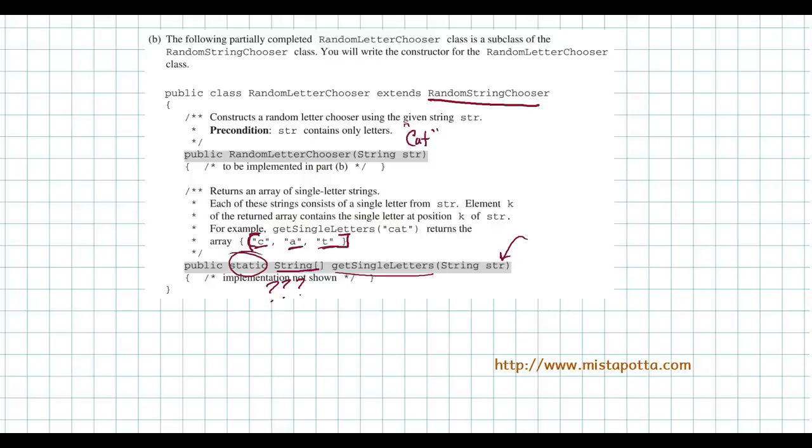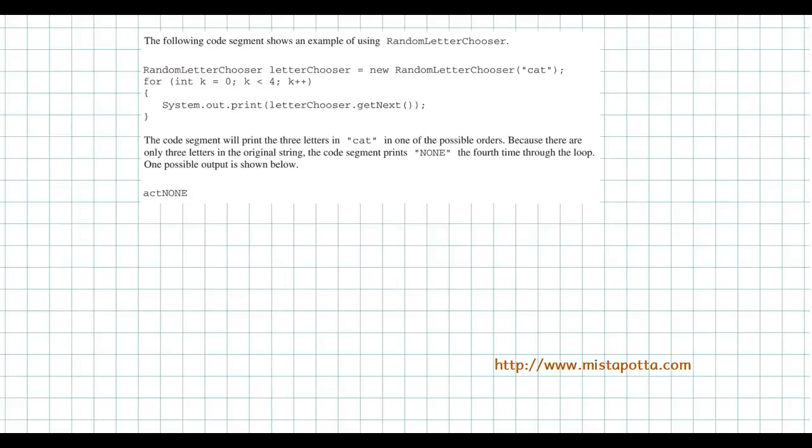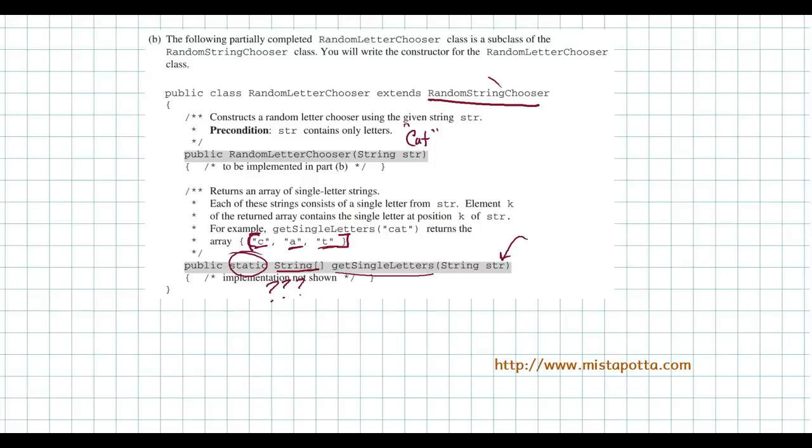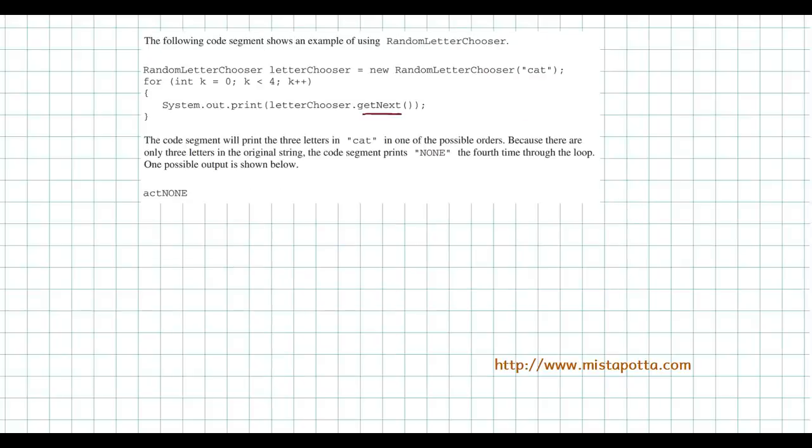So all we have to do is make sure that we write this constructor. So notice what happens is we create a letter chooser for cat, and it's going to get these elements out using the getNext that we wrote. Because this does extend random string chooser, it has access to getNext. And notice that once getNext gets rid of all of these letters, the first thing it does is get rid of the A, then the C, then the T, and now it has to get this fourth letter, but there are no letters left to get, so we end up with the none. And we're just concatenating it all together in output, so everything gets smushed together, and we get ACT none. So our job here is to write this constructor.